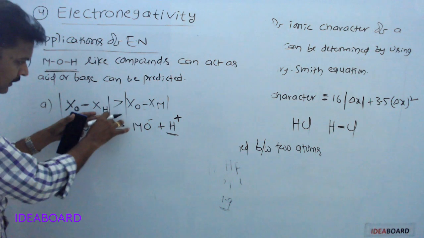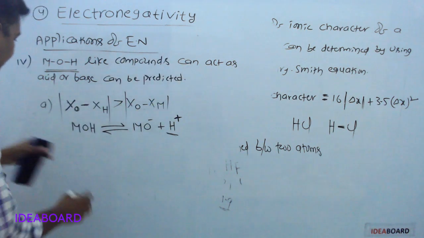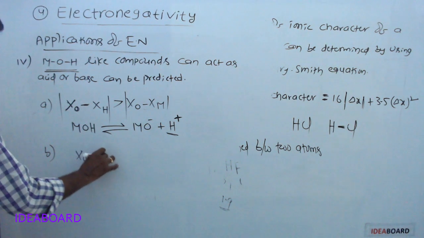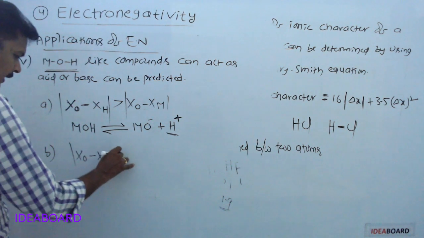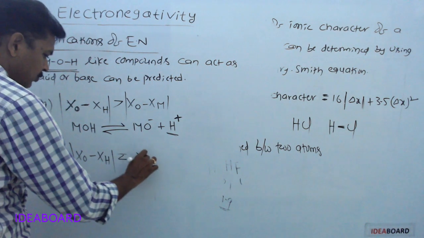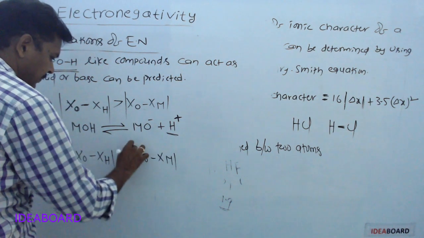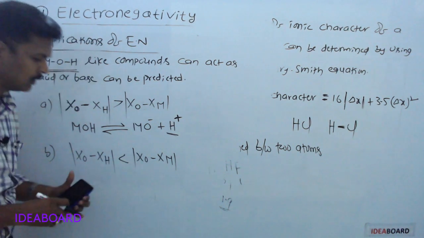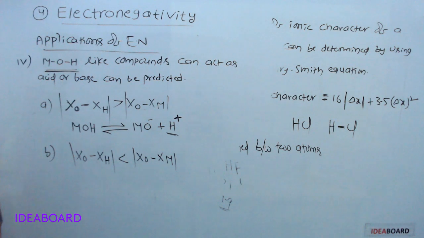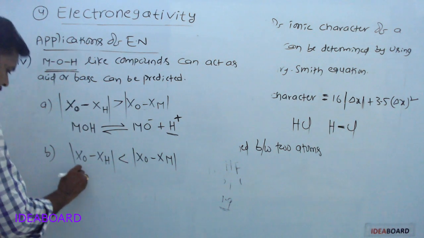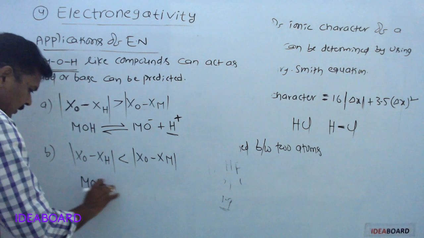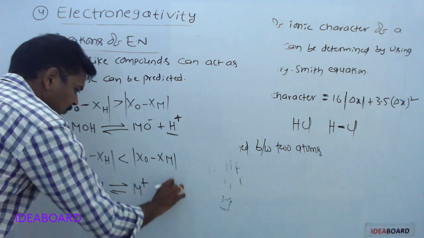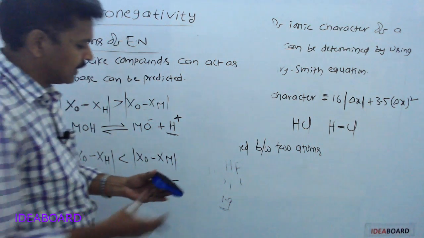If XO minus XH is less than XO minus XM, it can act as base. If the modulus of XO minus XH is less than XO minus XM, it can act as base. That MOH on ionization gives M plus and OH minus ions. So, an example I'll give.